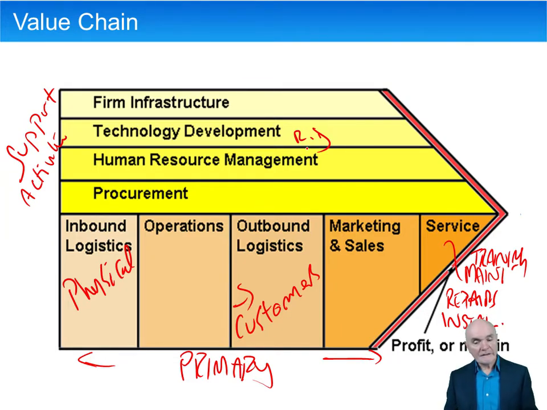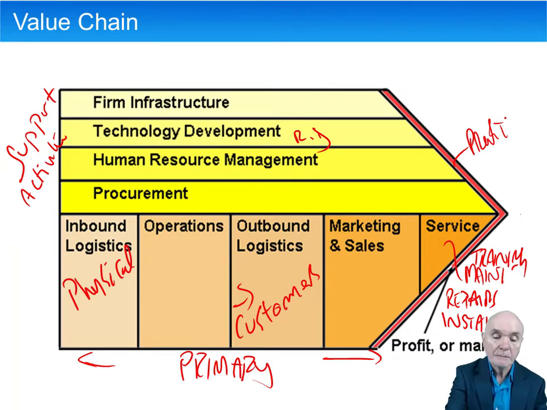Now the aim of all these activities is to get profit, and this line at the end here, profit or margin, as it says down here. And what we have to do, if we're going to be a successful company, is to arrange our activities so that it generates profit. Because Porter kind of said, look, you could have all of these activities.